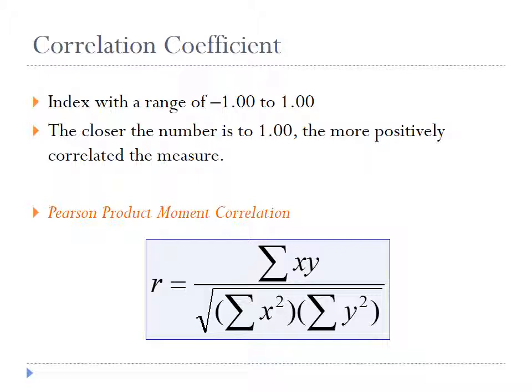Scores that are in the middle, so a reliability coefficient of 0, are indicative of no consistency whatsoever. We cannot make any accurate statements about how reliable or consistent these measures are.